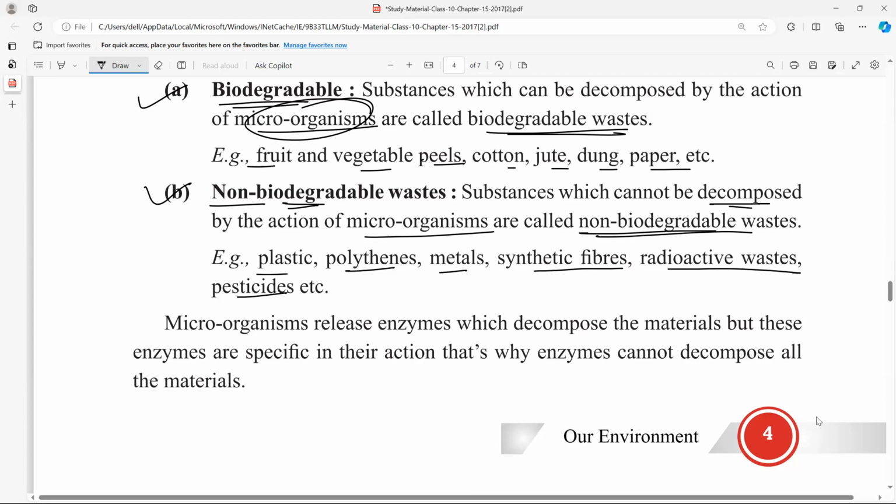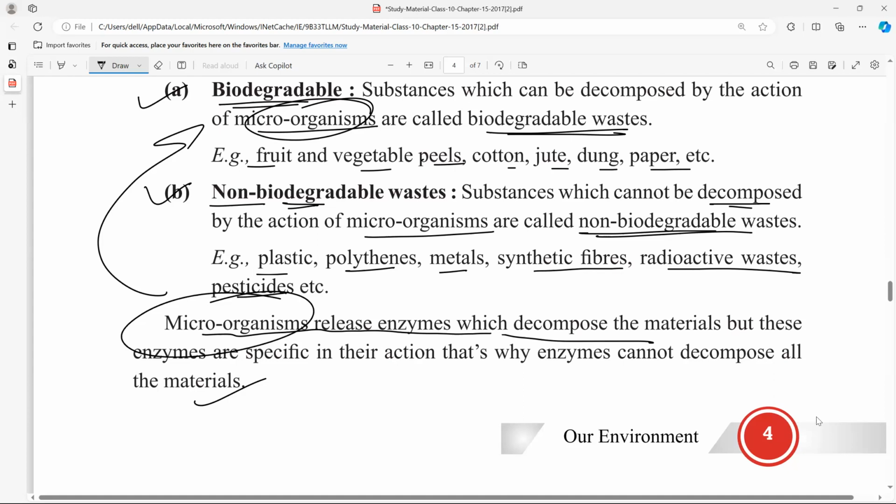Microorganisms release enzymes which decompose materials, but these enzymes are specific in their actions. That's why they cannot decompose these materials. Bacteria generally release enzymes over the substance, and it gets digested by the action of the enzyme. But the substances degraded by the action of enzymes are only natural things, not polythene or metals. These are not decomposed by the enzymes secreted by these microorganisms, because the enzymes are specific in their action. Only natural substances can be decomposed, not radioactive waste, synthetic fibers, polythenes, etc. Got it?